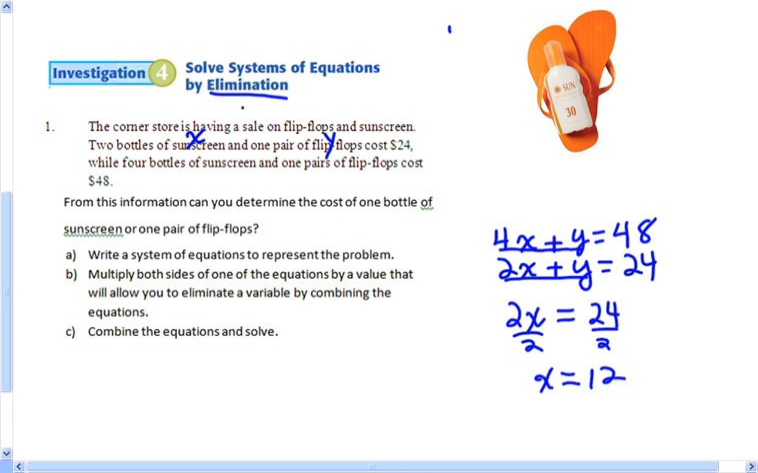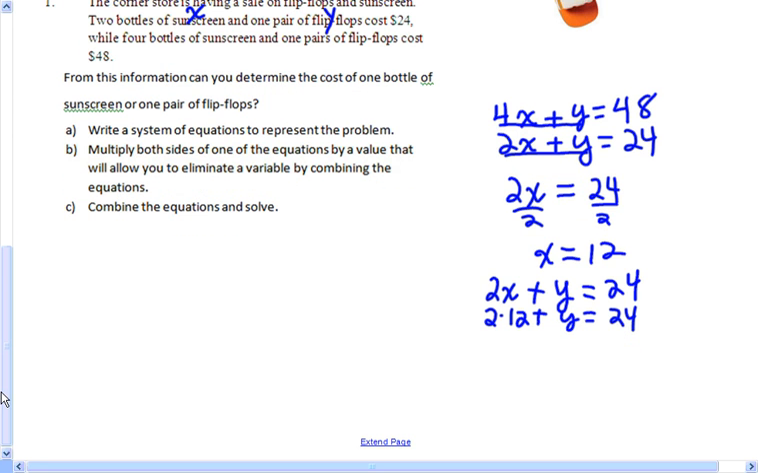And once I know that, then I can use one of the equations to find out what y would be. So I know that 2 bottles of sunscreen plus 1 pair of flip-flops is $24. And I now know that sunscreen is $12. So I just have to figure out what I would have to add to that to get 24. And 2 times 12 is 24. So y is 0. In other words, for every 2 bottles of sunscreen you buy, you get a free pair of flip-flops with this deal.